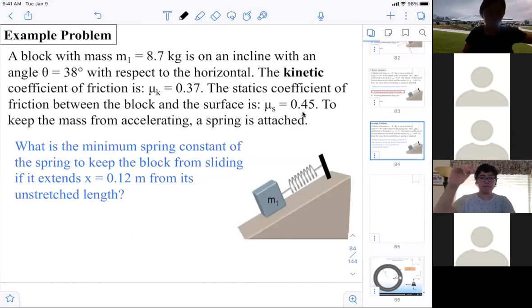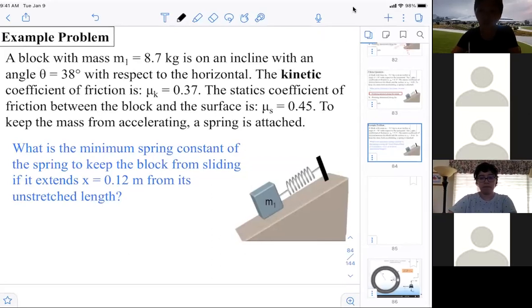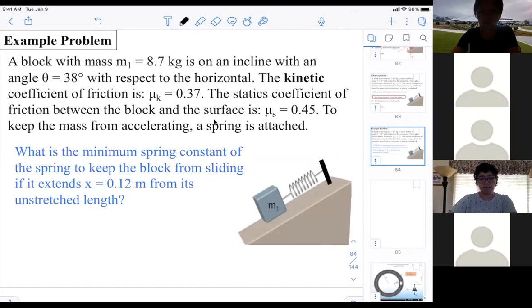So let's take a look at the problem we left off. To calculate the minimum spring constant that's required to keep the block from sliding if it extends 0.12 meters from its unstretched length. We have already drawn the free body diagram, and we said in order for the friction to be minimum, you need the static friction to be pointing upward. Now let's put everything together and figure out what spring constant you need in order for the block to prevent it from slipping.